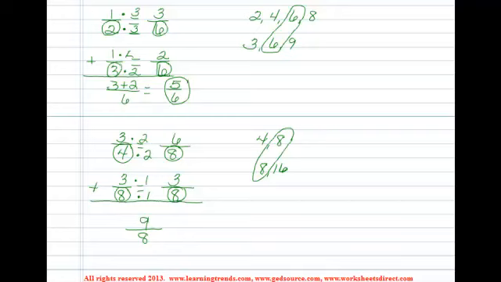So we're going to want to rename this as a mixed number, and you'll recall that to do that, we're going to divide our 9 by 8. 8 goes into 9 one time, and we subtract 8. We get 1 as a remainder, and we put that 1 in the numerator position, and our denominator was an 8. So 9/8 is the same as 1 1/8.